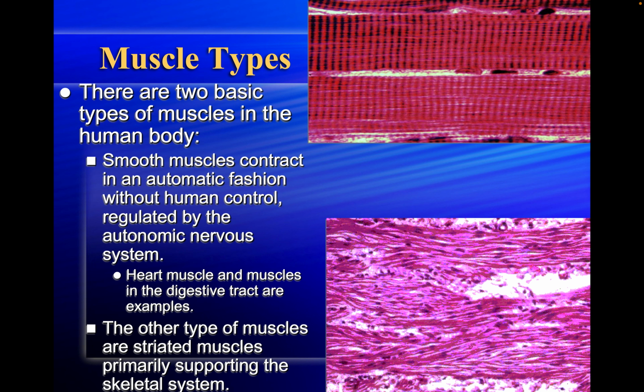There are two basic types of muscles in the human body. Smooth muscles contract in an automatic fashion without human control, regulated by the autonomic nervous system. Heart muscles and muscles in the digestive tract are good examples of smooth muscles. The other type of muscles are striated muscles, primarily supported by the skeletal system. And this is what a striated muscle looks like. And this is what a smooth muscle looks like.